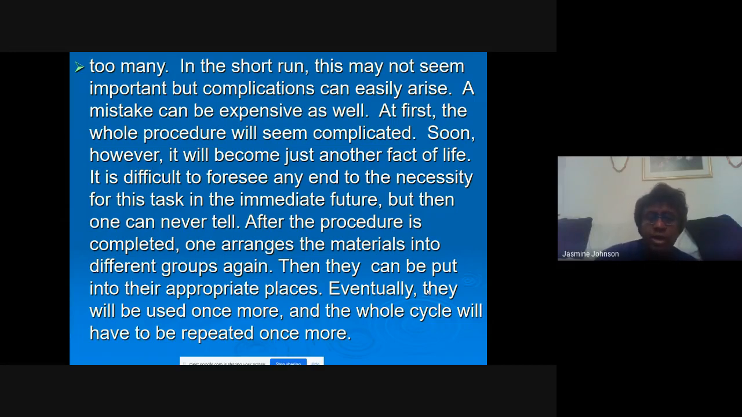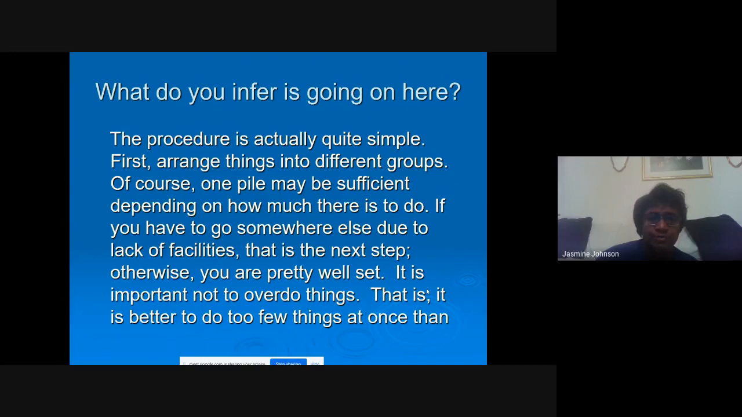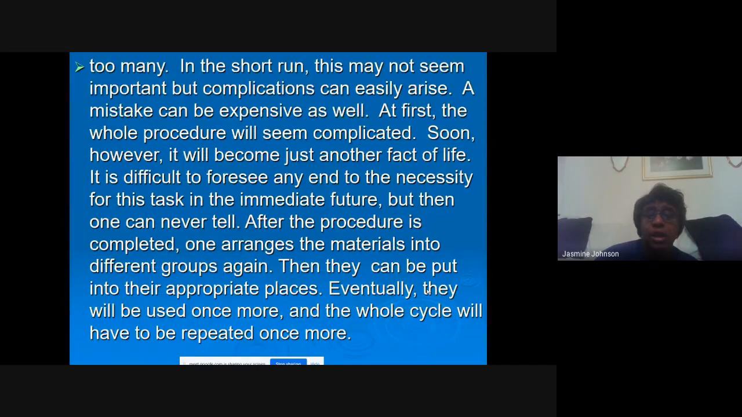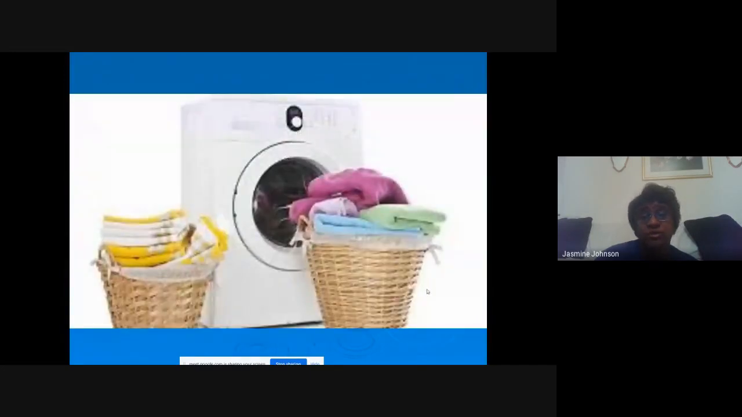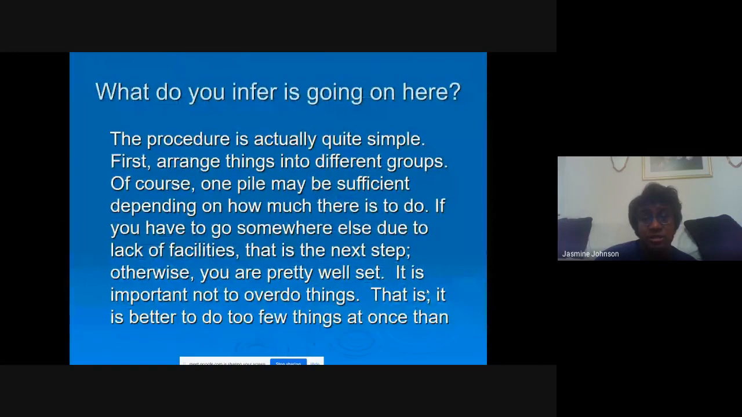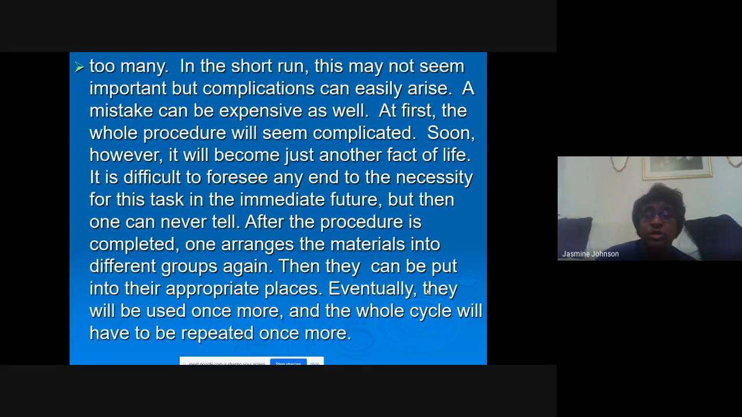So really, what can I infer going on here? They are doing laundry. They're sorting the laundry into piles, but they could only need one depending on how much. But they don't want to overdo it. If you overload the laundry, then things can mess up. If you're not careful, it can be an expensive mistake. Like if you put bleach in something that's not supposed to be bleached, or wash something that's dry clean only, those can be expensive mistakes.